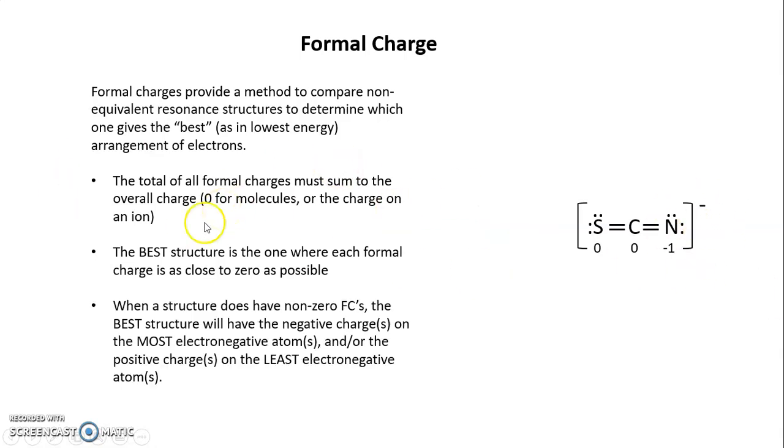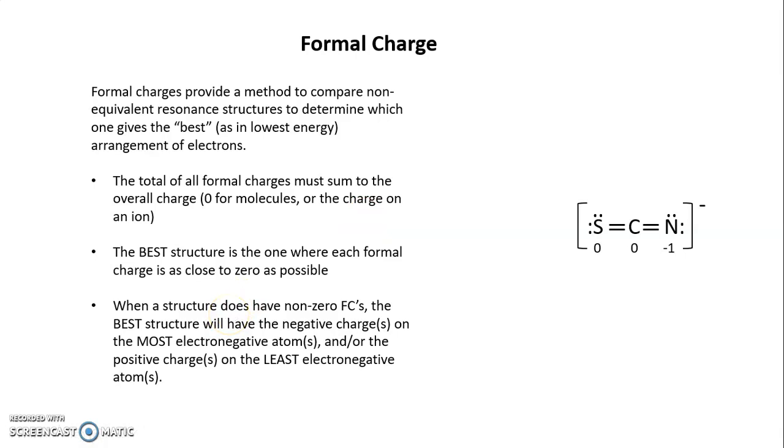Okay, so in that case, or in another case where you have non-zero formal charges, the best structure puts the negative charges on the most electronegative atoms. If you think about the property of electronegativity, that makes sense. Something electronegative wants to have more electrons. So if you're going to have an extra electron in the structure, it makes sense to put it on the most electronegative atom. And similarly, if you have a positive charge in the structure, it makes sense to put that on the least electronegative atom.